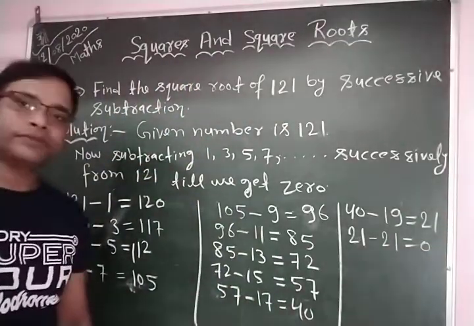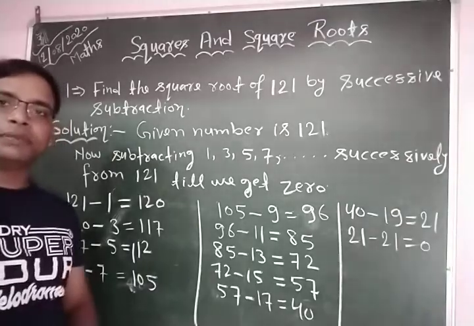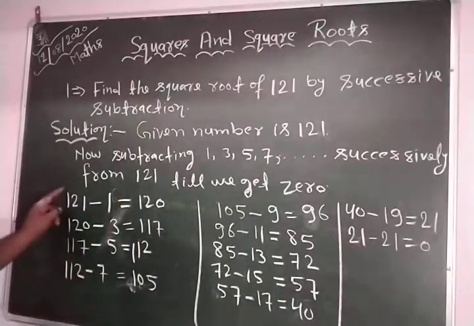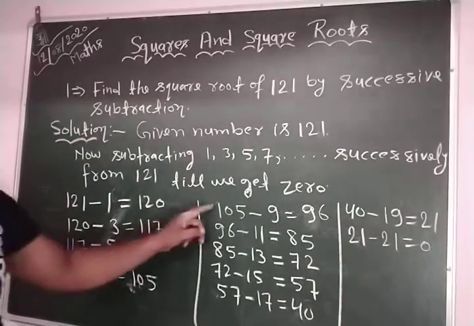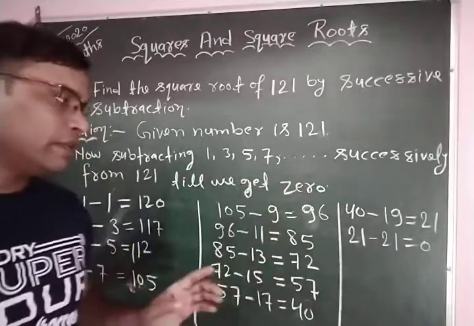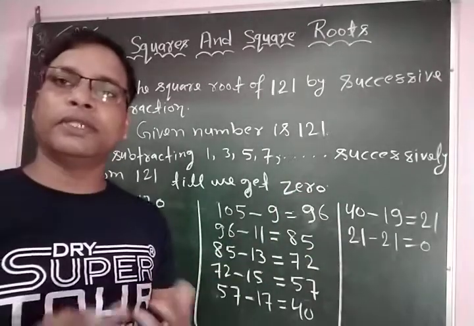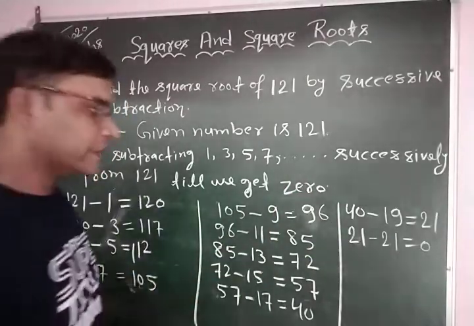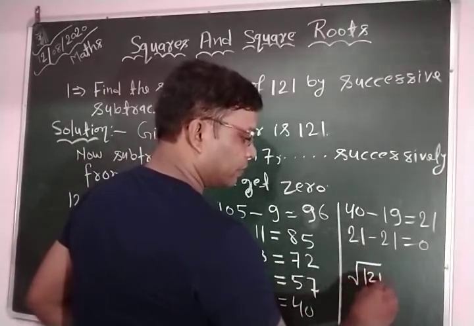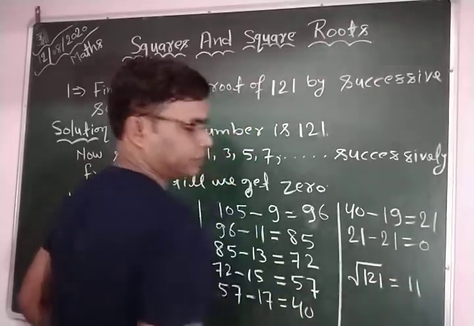Now count the number of steps, which is the square root of 121. 1, 2, 3, 4, 5, 6, 7, 8, 9, 10, 11. We find 0 after 11 steps. So we can say the square root of 121 is equal to 11.